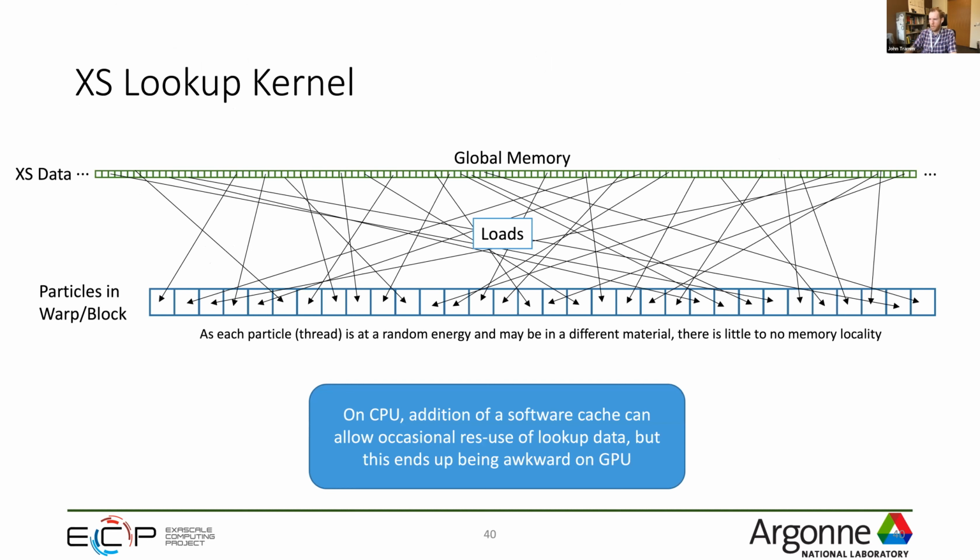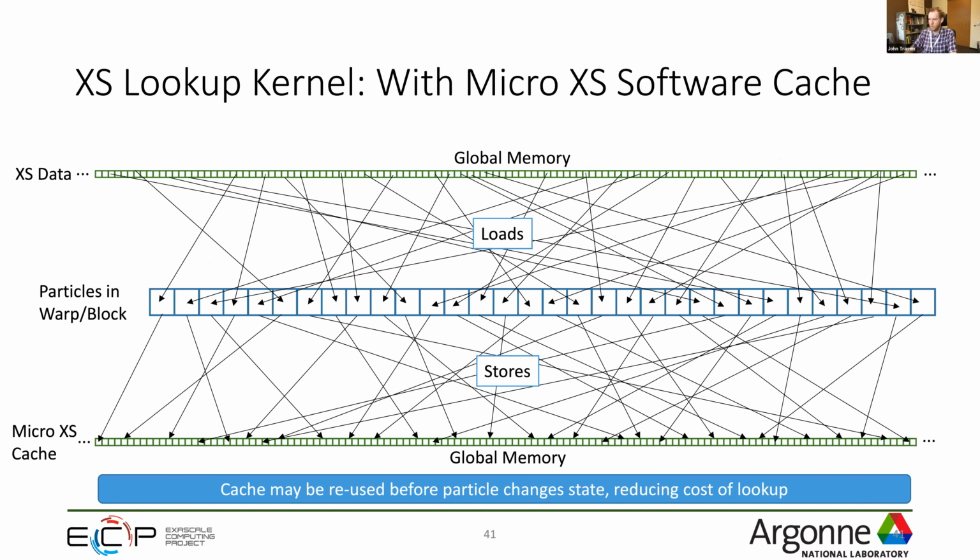Well, here's our lookups. We have all these particles, and they're all looking up random data randomly from memory. And when we add in the cache, the stores are also very chaotic as we store it. But then theoretically, if you're going to read from there again, it can save some time.